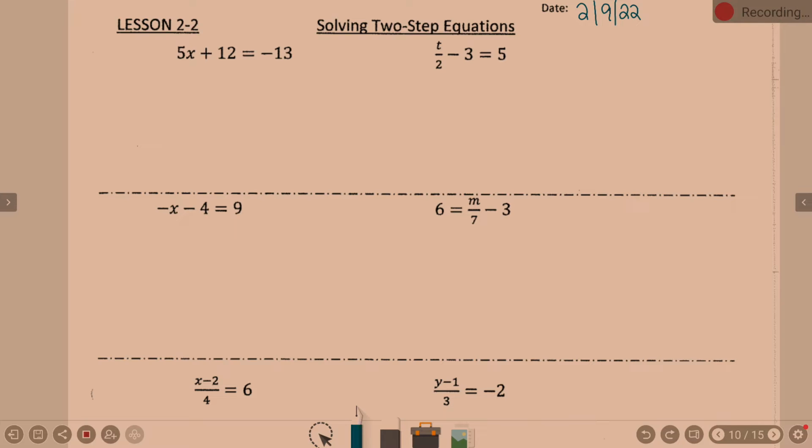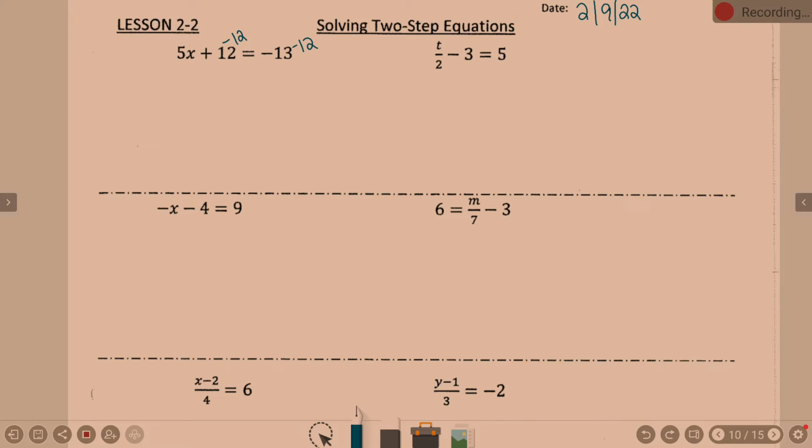So as we look at equation 1 here, 5x plus 12 equals negative 13. One thing I tend to say is, okay, what is the last thing being done to x? Because that's the first thing we're going to undo. So if this is 5 times x plus 12, what's the last thing being done to x? Adding 12. So what is the opposite of adding 12? Subtracting 12. So the first thing I'm going to do on both sides is subtract 12.